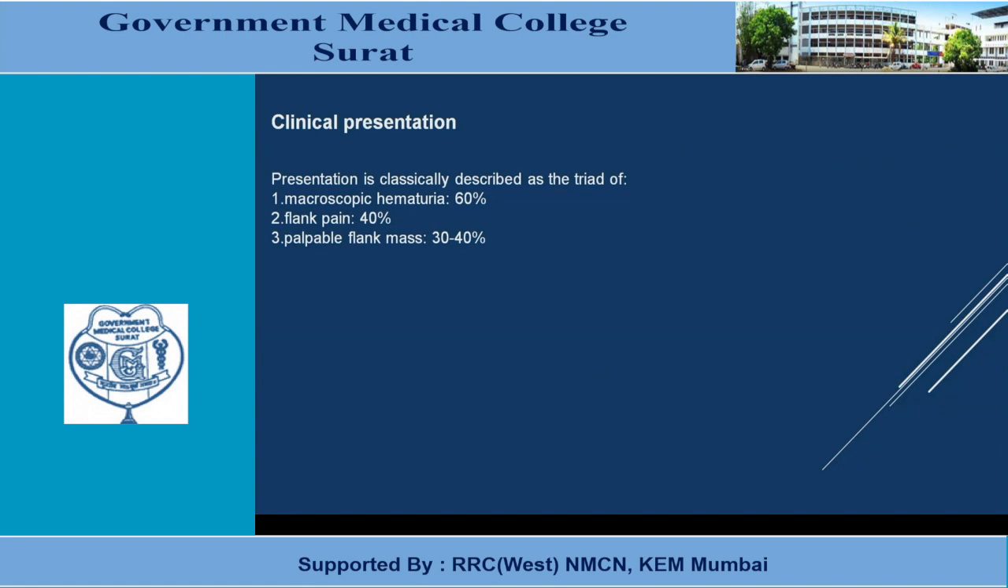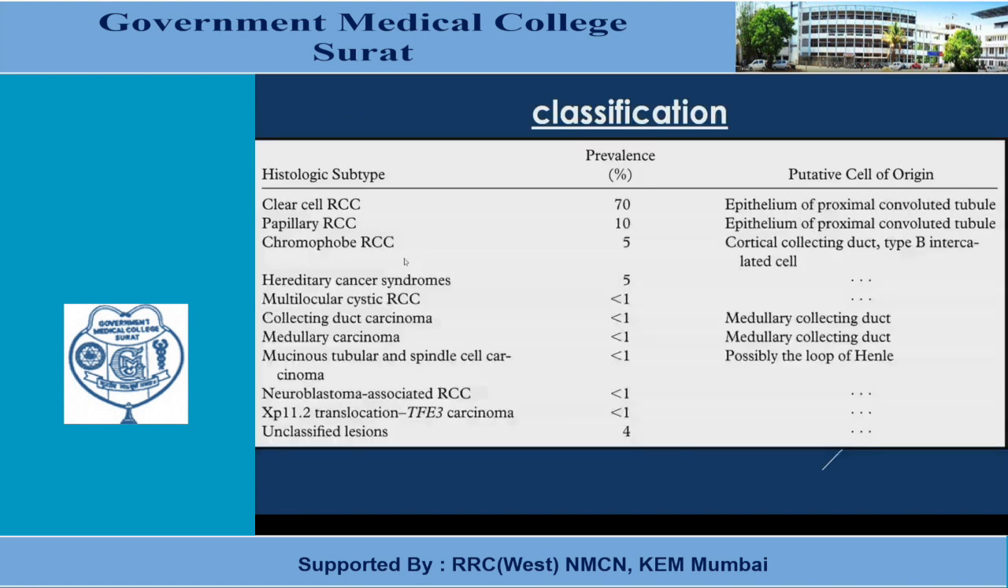Most of the patients present clinically with microscopic hematuria, flank pain and palpable flank masses. Histologically, the most common is clear cell carcinoma, then papillary RCC and chromophobe RCC.